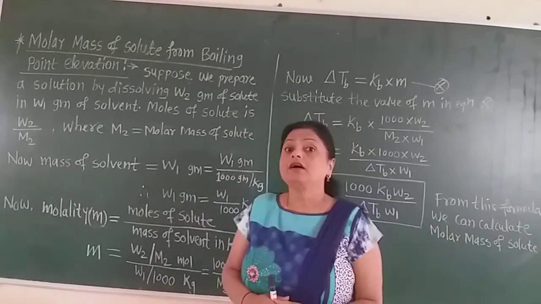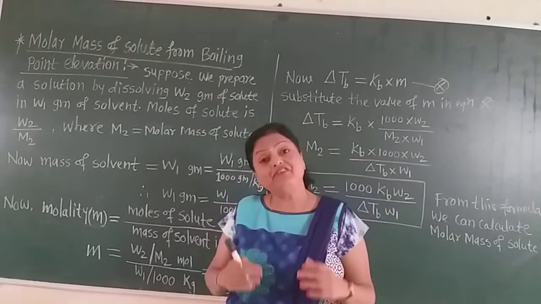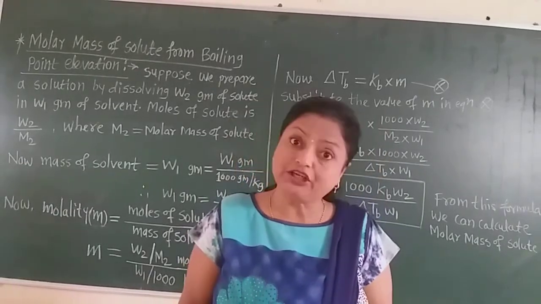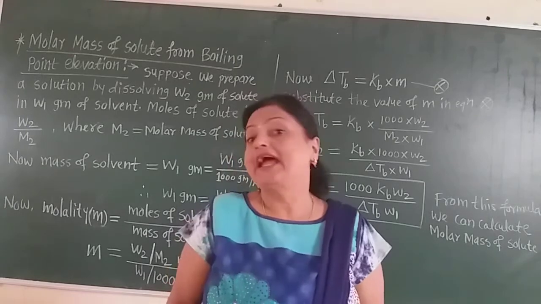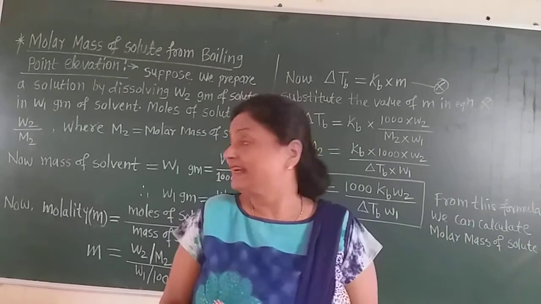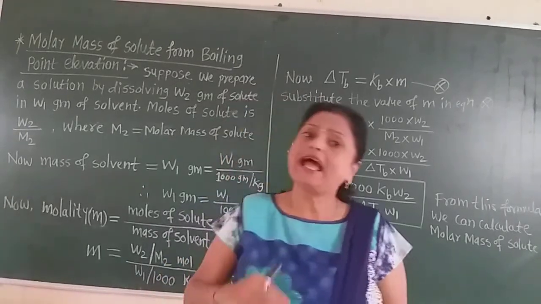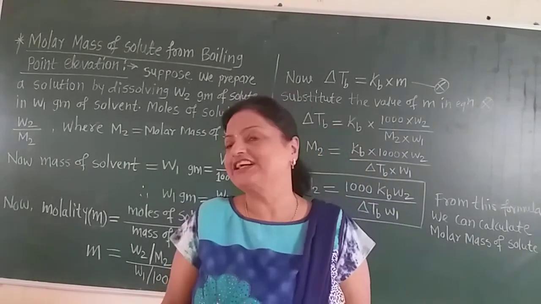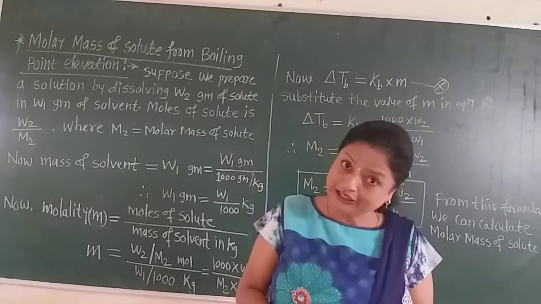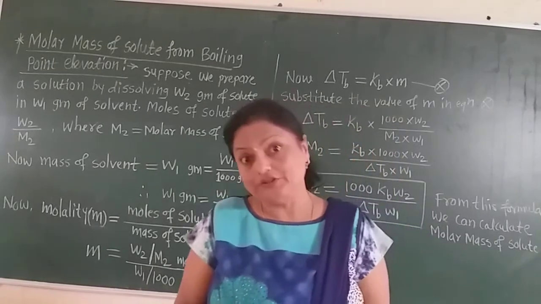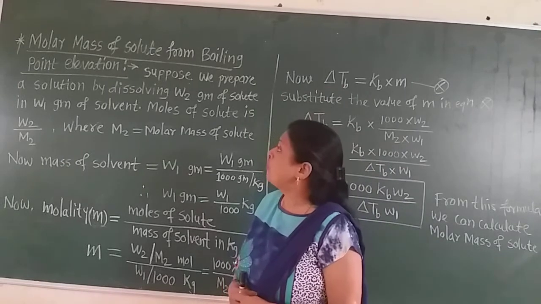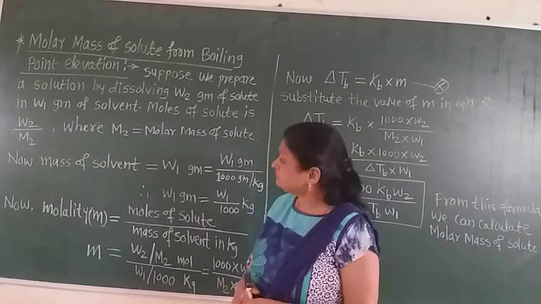Now these colligative properties are very useful to calculate the molar mass or molecular weight of an unknown solute, and how we can calculate that, let us learn the formula today. After that we will learn the numericals based on the formula to calculate the molar mass of the unknown solute. Now, molar mass of solute from boiling point elevation.